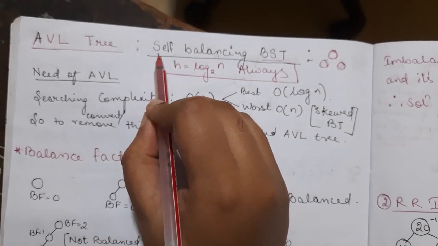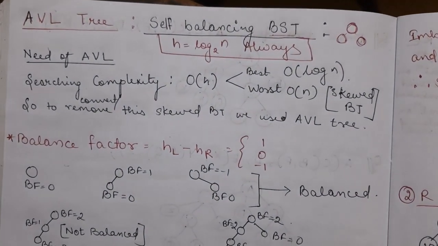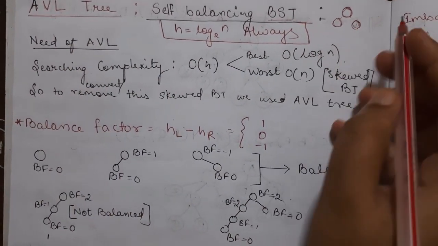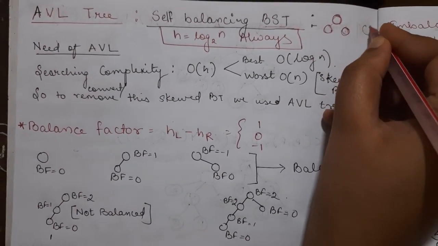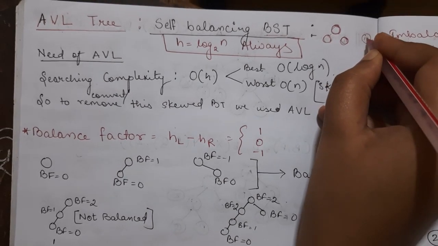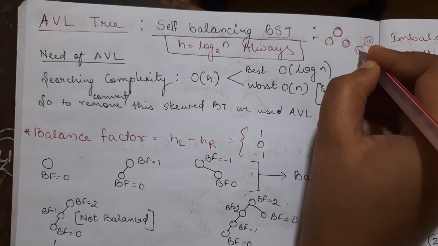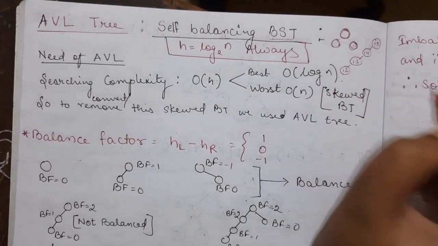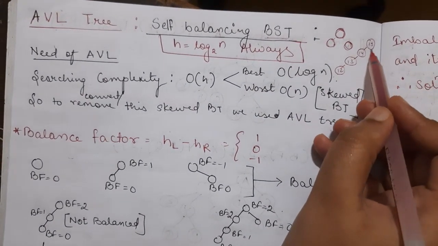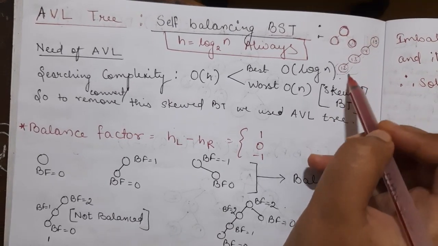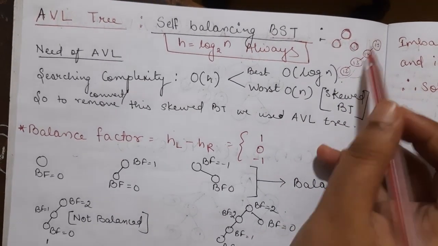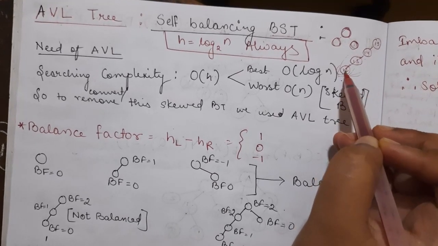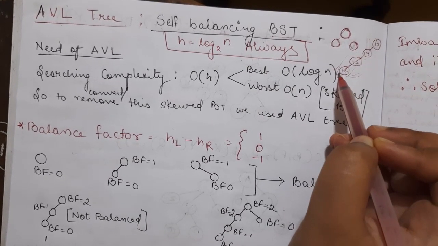But what is a self-balancing binary search tree or AVL tree? Suppose we have an example of nodes, like here it is 15, 14, 13, 12 and so on. So this type of tree is known as a skewed binary tree. Left skewed binary tree, because all the elements are aligned to the left hand side.